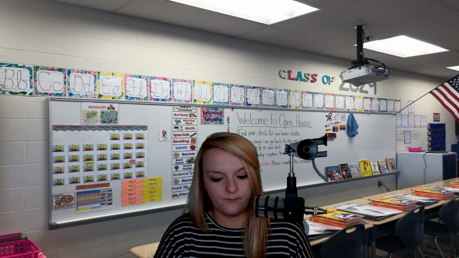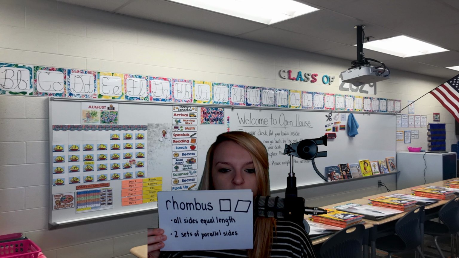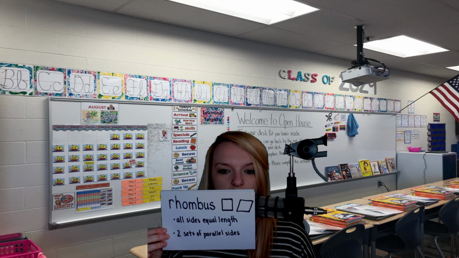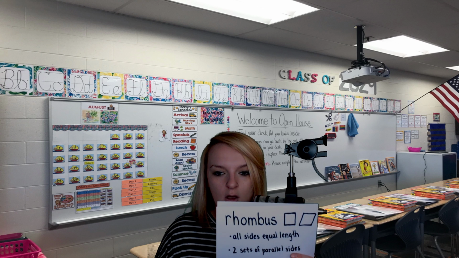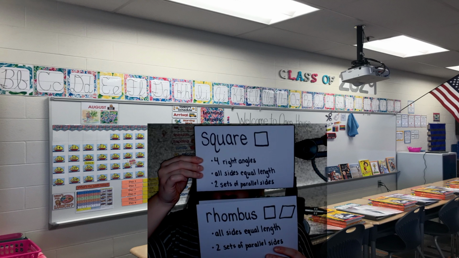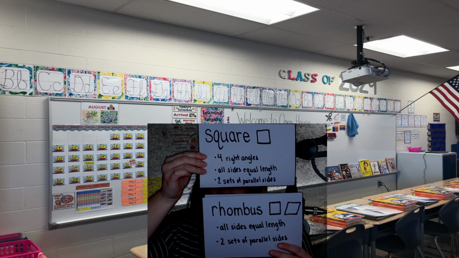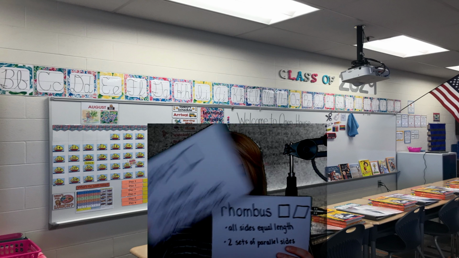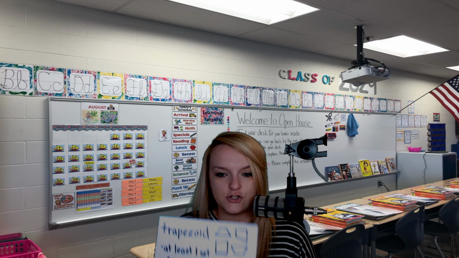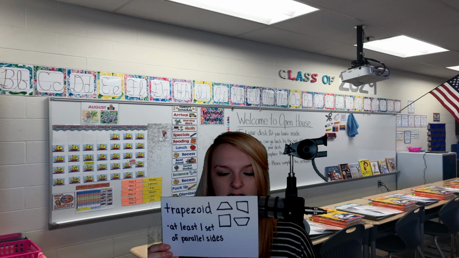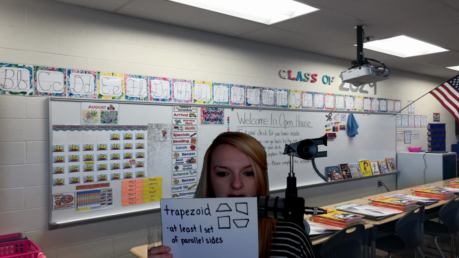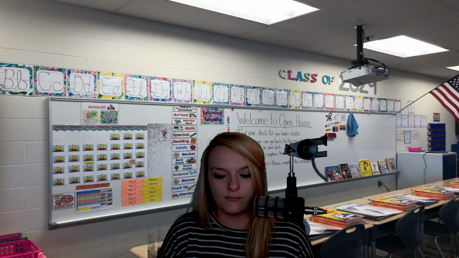And lastly, rhombus, all sides are equal length, 2 sets of parallel sides. Almost the same as a square, except a rhombus does not need 4 right angles. And lastly, trapezoid has at least 1 set of parallel sides, can be more.